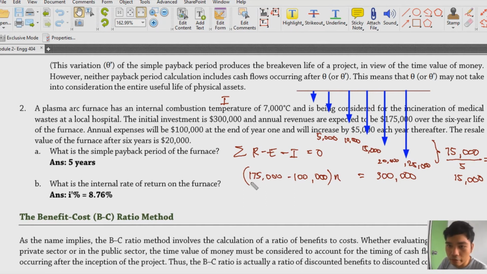So, this is your revenue, 175,000. And then you still have the usual 100,000 annual expenses. But then again, you have 15,000 coming from the gradient.